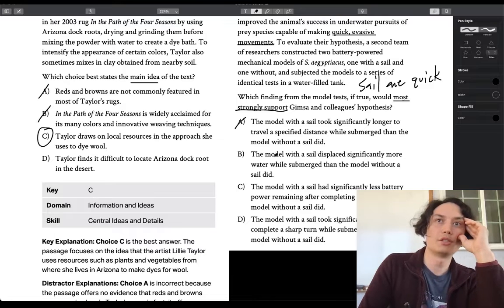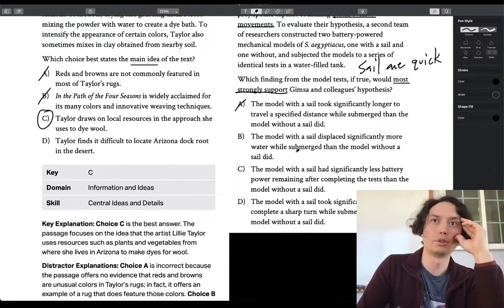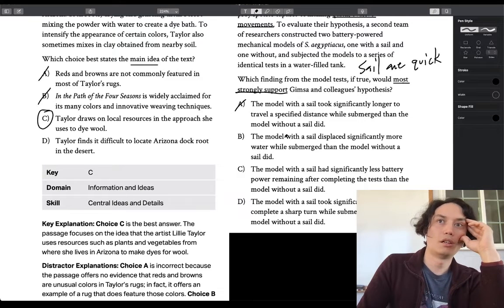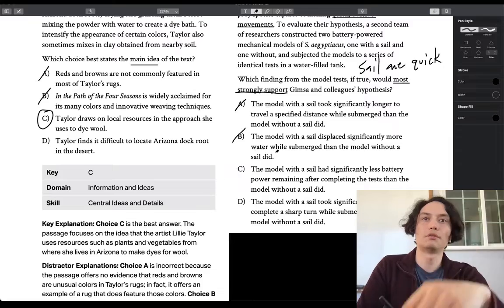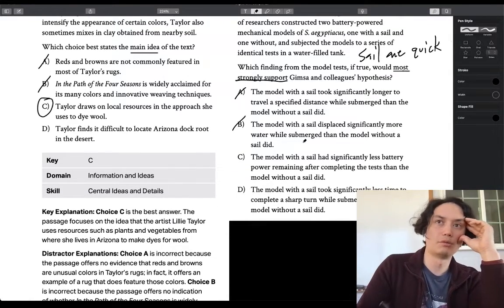All right, the model with the sail, and this is okay. I'm going to double check. Would most strongly support their hypothesis. So we are not making the error of strengthening instead of weakening, or weakening instead of strengthening. The model with a sail displaced significantly more water while submerged. It is bigger. No one gives a shit if it's bigger. That's another kind of wrong answer choice in strengthening questions, ones that have no impact.